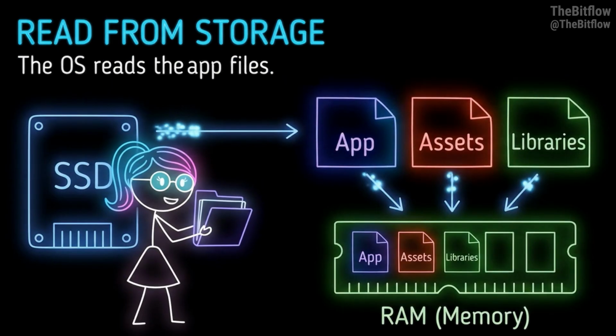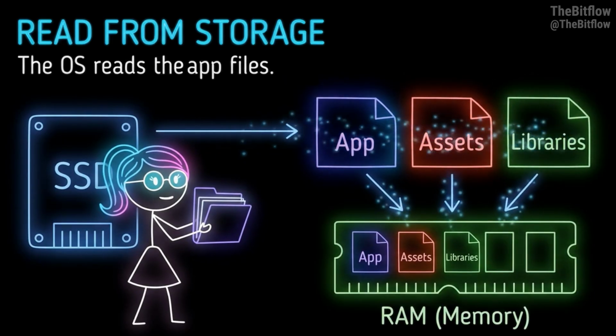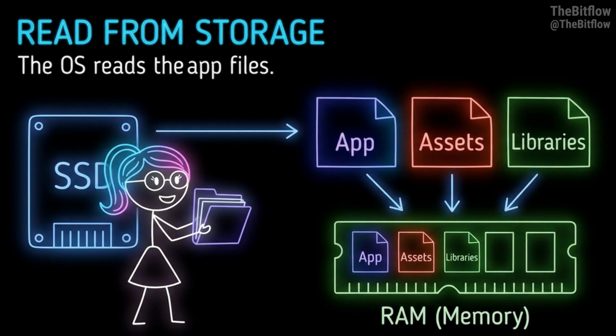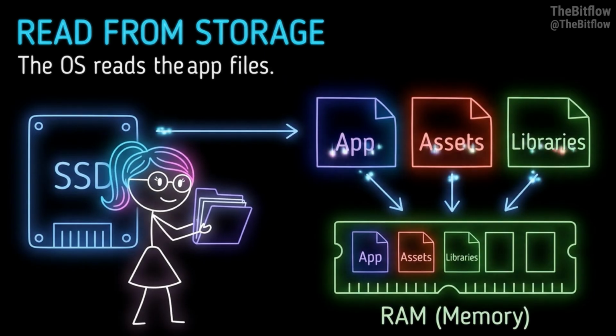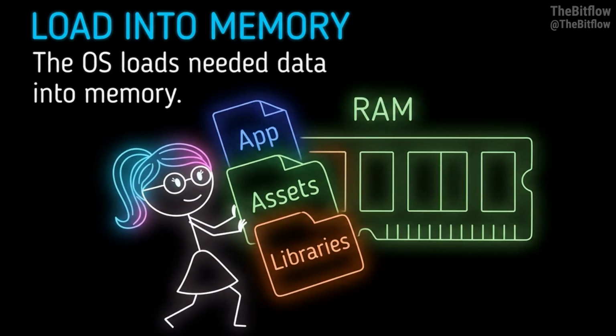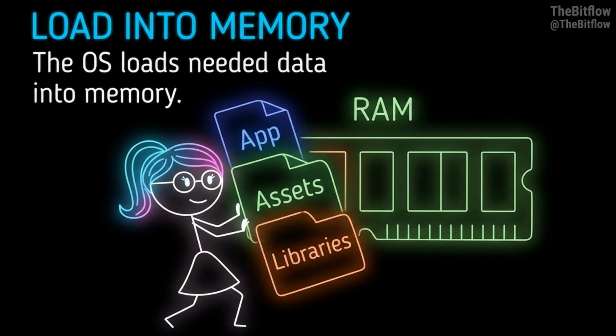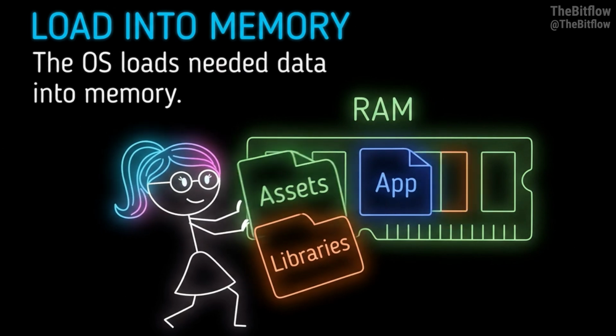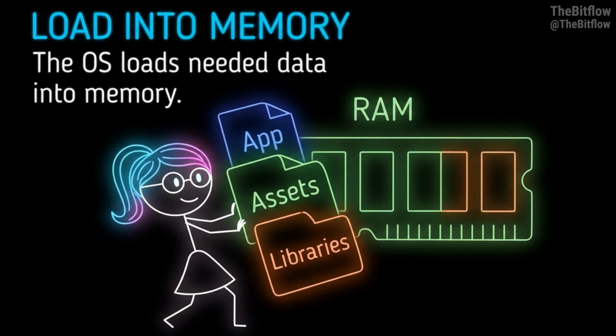Most of the app isn't already sitting in memory. Instead, it's stored on your phone's SSD or flash storage. The OS begins reading the app's executable, libraries, and assets from storage. The data needed to start the app is loaded into RAM. RAM is much faster than storage, allowing the processor to access the app quickly while it's running.